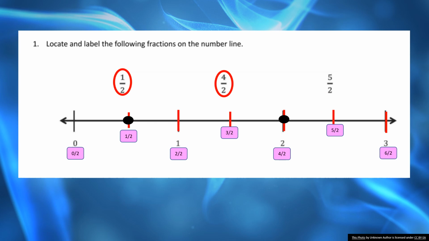And finally, we have 5 halves. So we locate 5 halves and we place a point or a dot. We plot a point at 5 halves. Now, you might want to pause your video just to make sure that your paper looks like my screen, to make sure that you have everything correct.